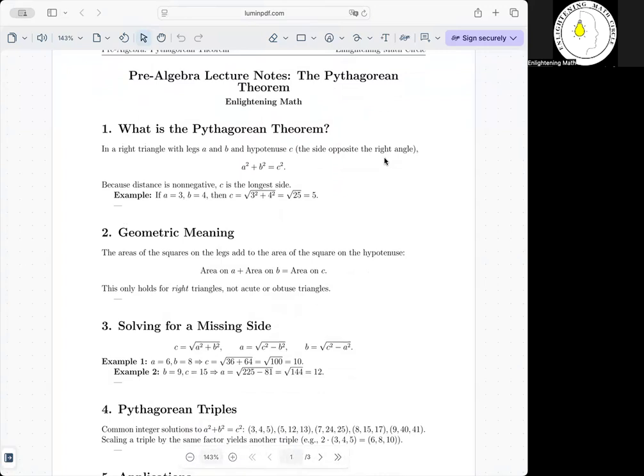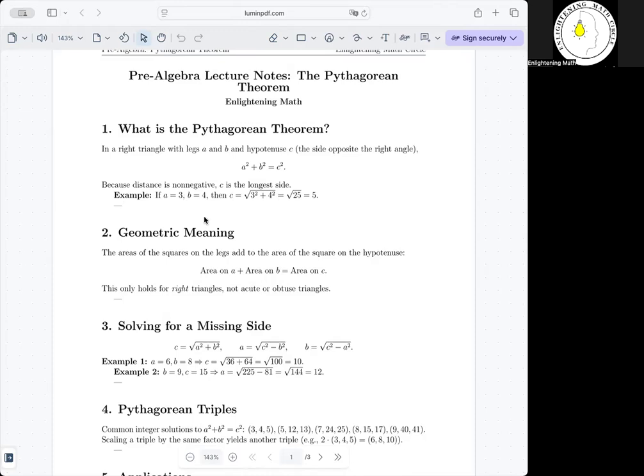In a right triangle with legs A and B, and the hypotenuse, which is C, the hypotenuse is the side that is opposite to the right angle. The Pythagorean theorem states that a squared plus b squared is equal to c squared. As distance is non-negative, c is always the longest side.